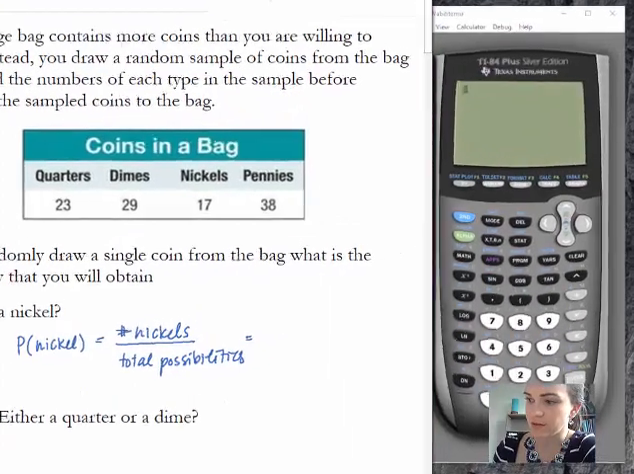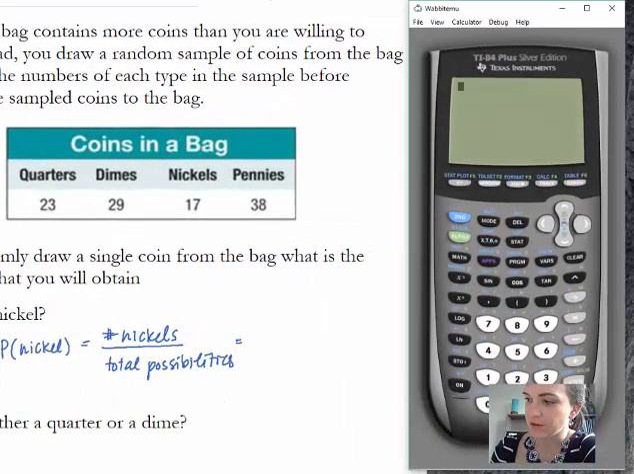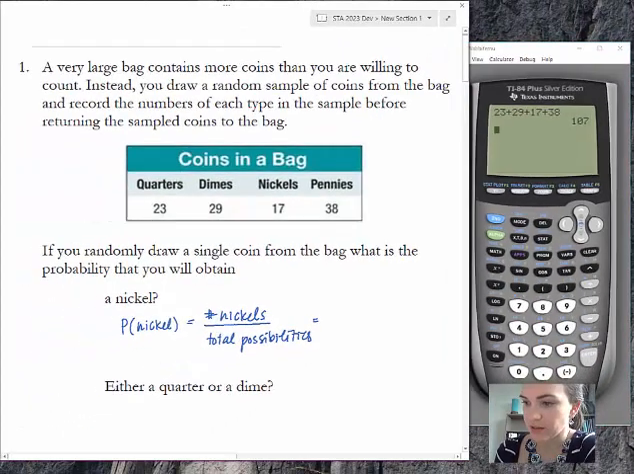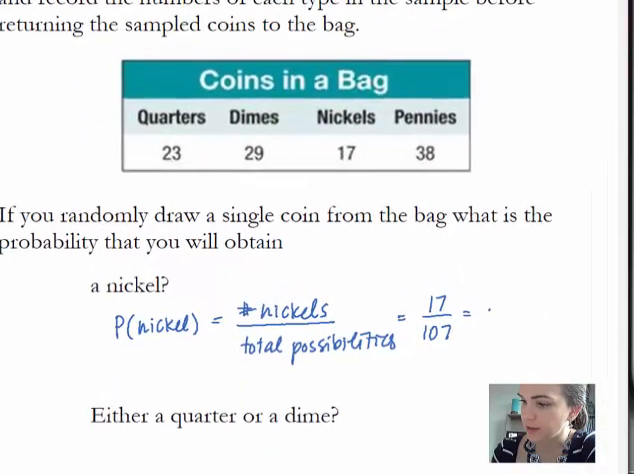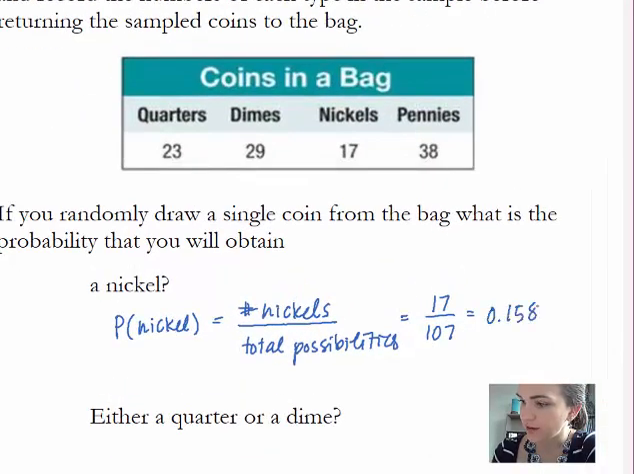To do that, we need to know the total. See how many were involved. There were 23 quarters, 29 dimes, 17 nickels, and 38 pennies, for a total of 107. Of those, 17 were nickels. So 17 in 107 is 0.1589 to 4 decimal places.